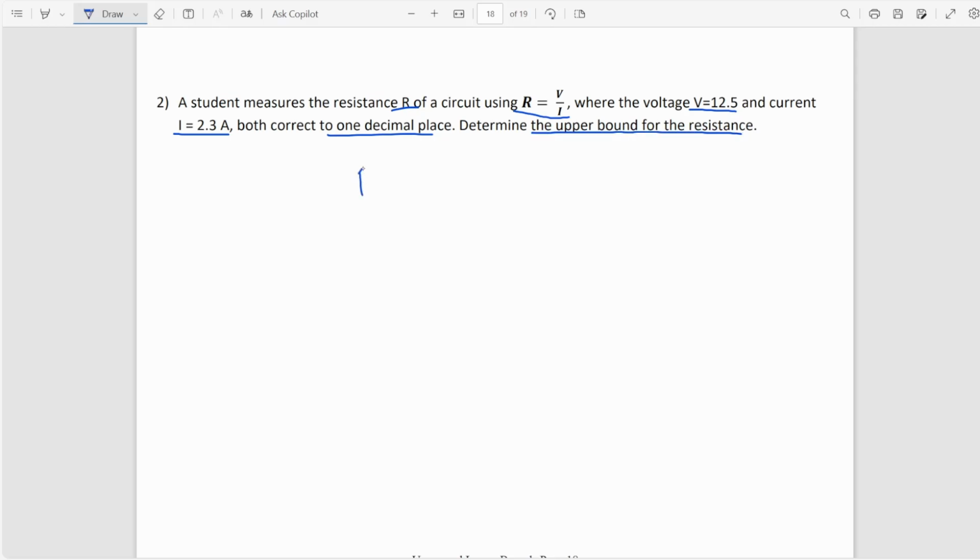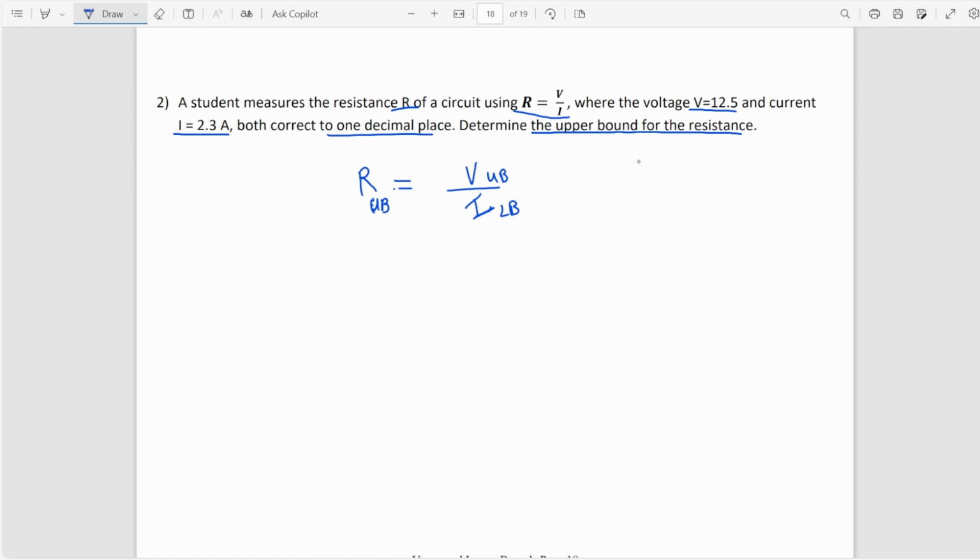So let's write the formula firstly. So R is equal to V over I. And we want the upper bound for R, okay? So that means this is division. So we would want the upper bound for the top and the lower bound for the denominator. Now let's go ahead and find each of those.